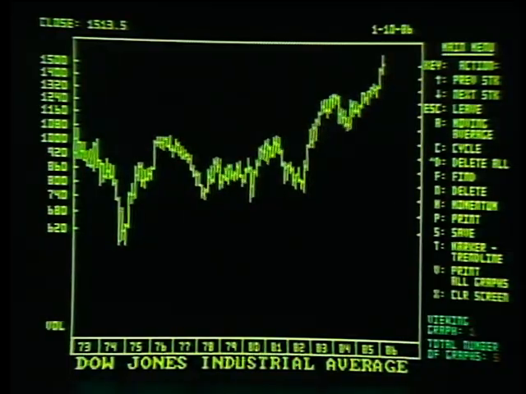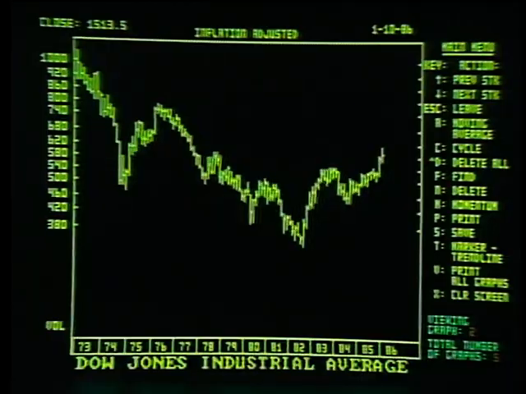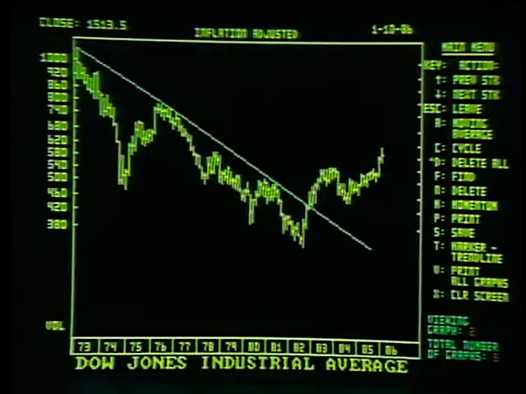However, if we take advantage of one of the features of our TelescanAnalyzer, the ability to adjust for inflation, we can look at the Dow after adjusting for the consumer price index. What we find is not a stock market that's hitting all new highs, but a market that is just now beginning to turn around after a very, very long period of decline in real terms.